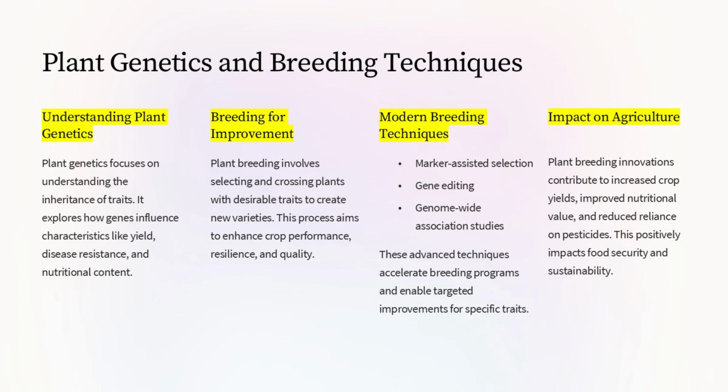Modern breeding techniques like marker-assisted selection, gene editing, and genome-wide association studies accelerate the breeding process and enable more targeted improvements. These innovations in plant breeding contribute to increased crop yields, enhanced nutritional value, and reduced reliance on pesticides, all of which positively impact food security and sustainability.